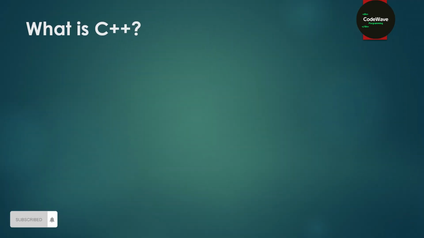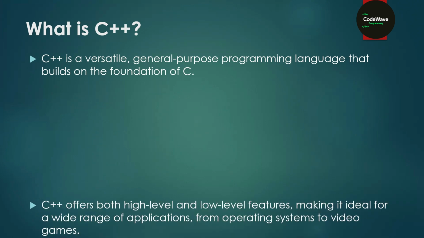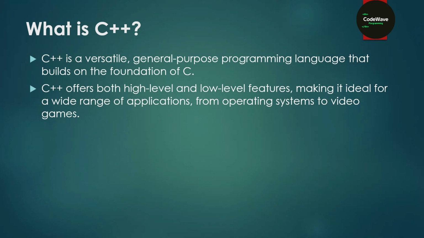What is C++? C++ is a versatile, general-purpose programming language that builds on the foundation of C. C++ offers both high-level and low-level features, making it ideal for a wide range of applications, from operating systems to video games.